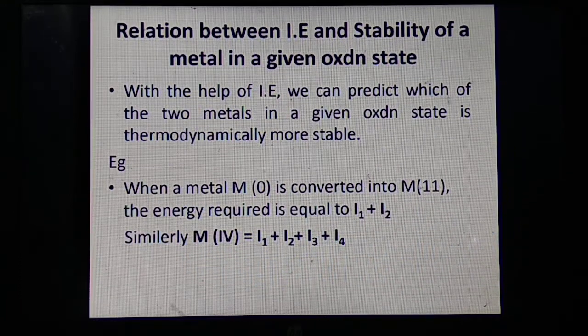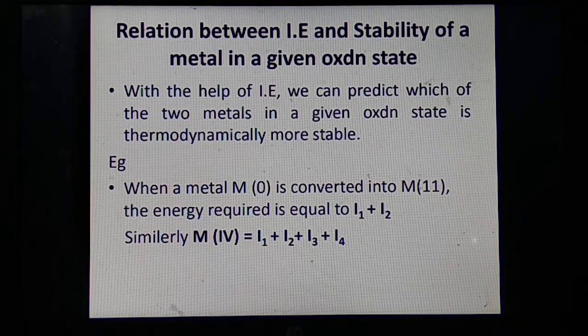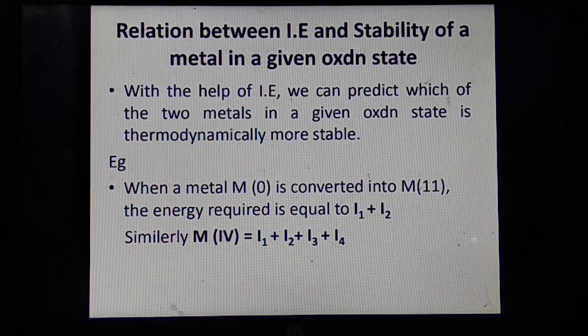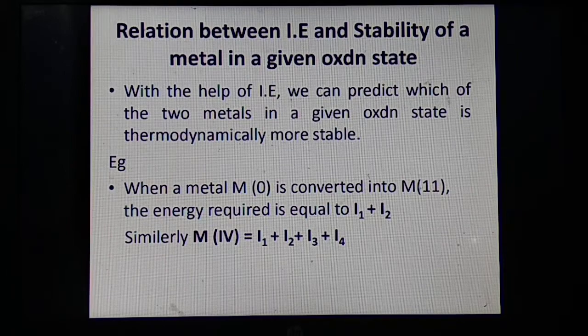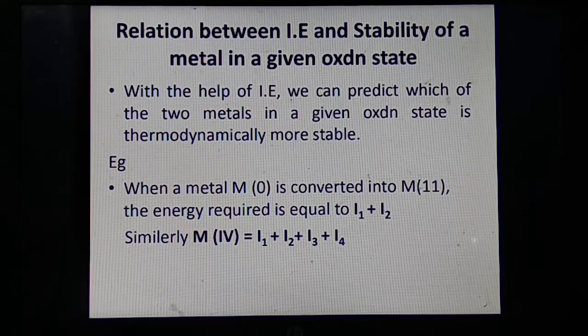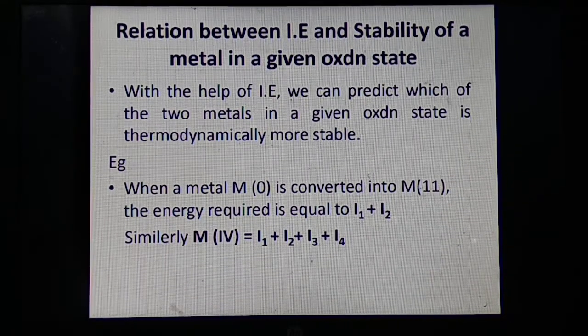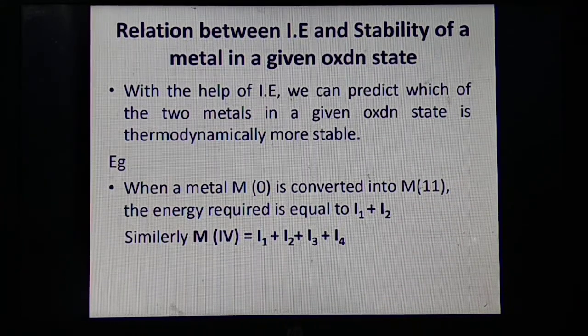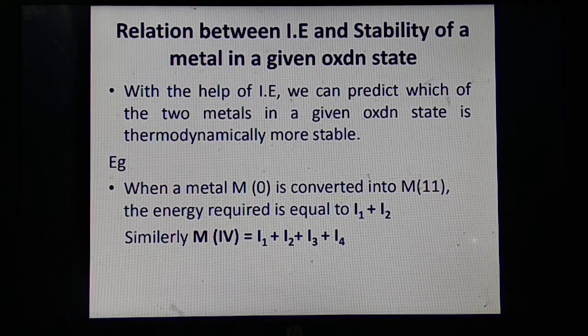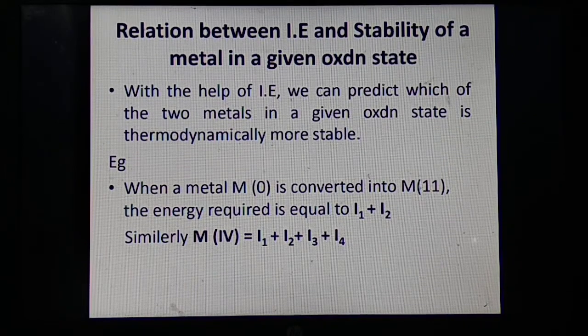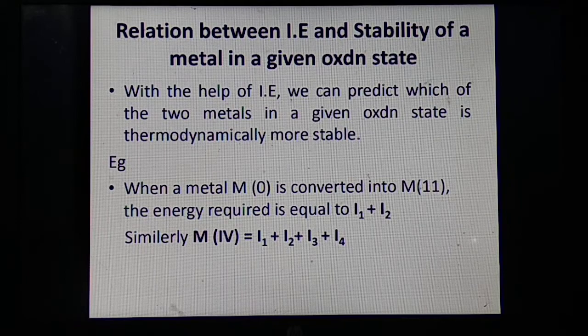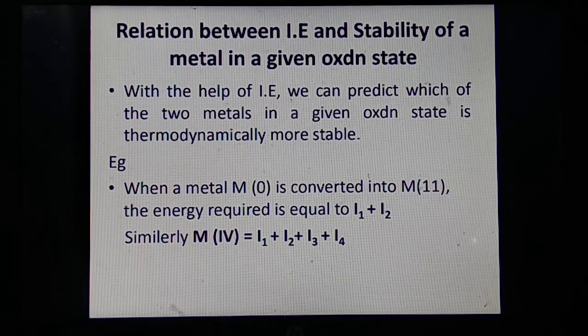Relation between ionization enthalpy and stability of a metal in a given oxidation state. Students, with the help of ionization enthalpy, we can predict which of the two metals in a given oxidation state is thermodynamically more stable. When a metal M in the zero oxidation state is converted into M2+, the energy required is equal to first ionization enthalpy I1 plus second ionization enthalpy I2.